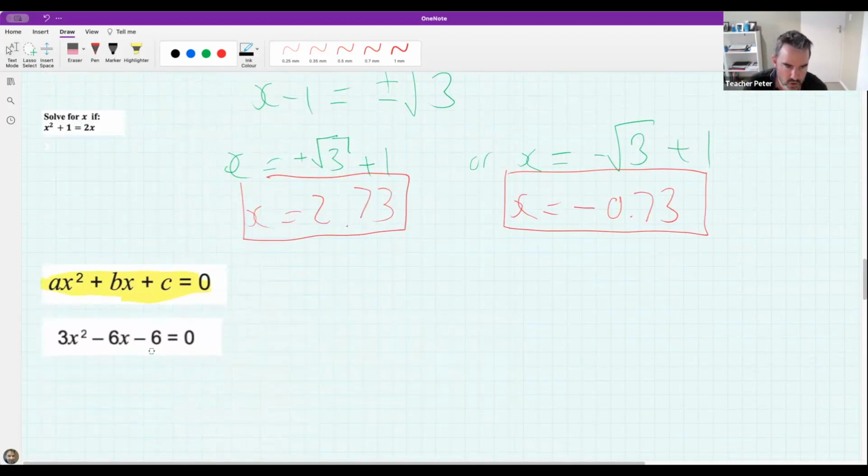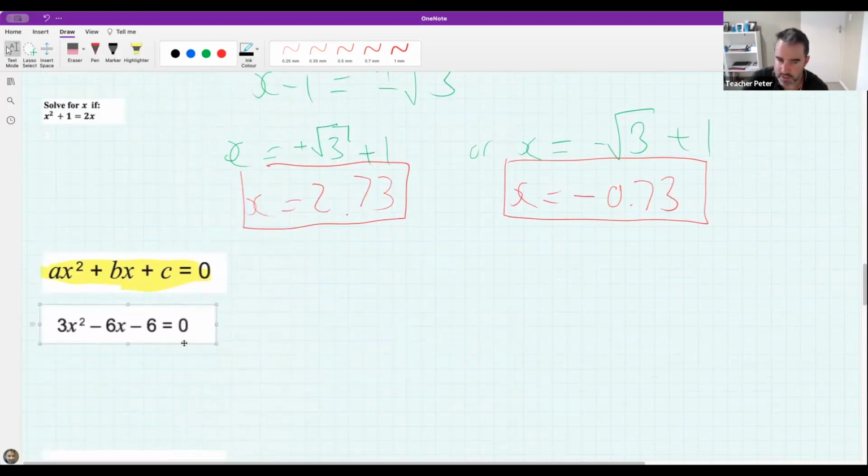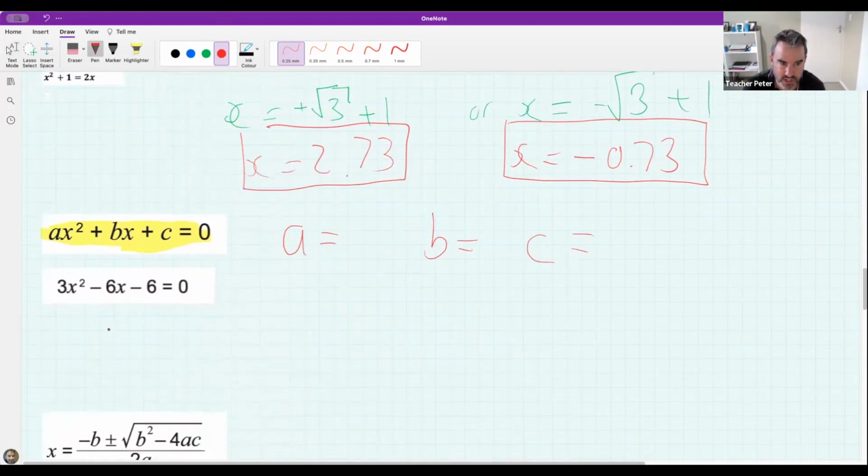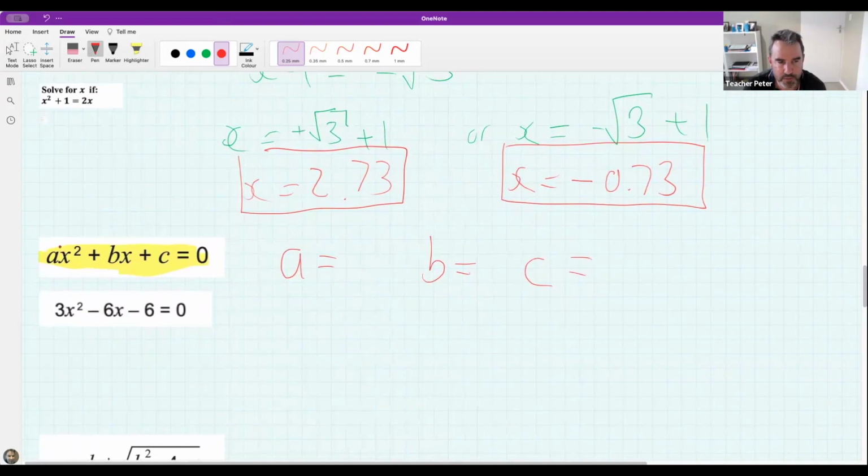I want you to look at that and tell me, if I'm talking about something called the standard form, what is A in this scenario? What is B? What is C? So look at this example that we've just done, and if you think about the standard form, what are A, B, and C? I want you to put that in the chat.